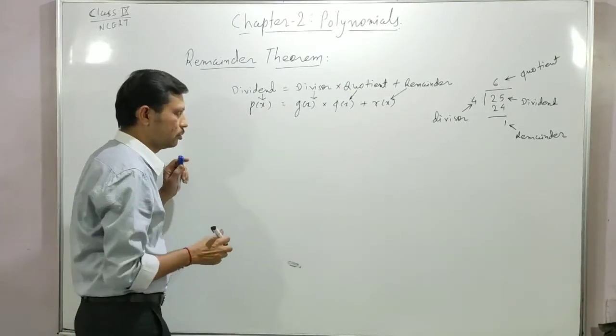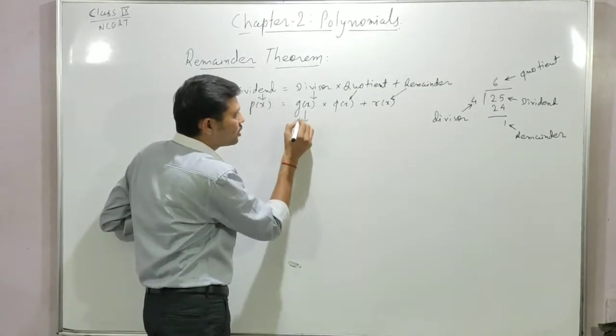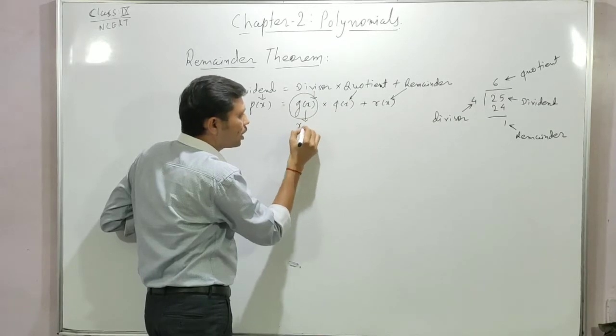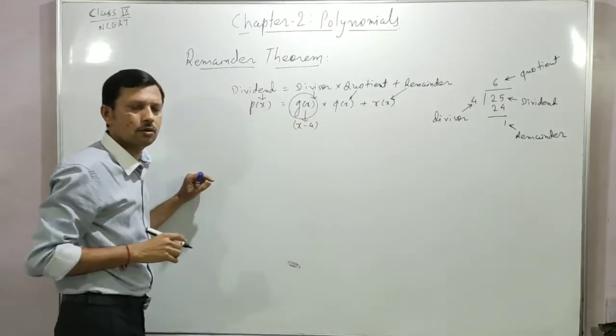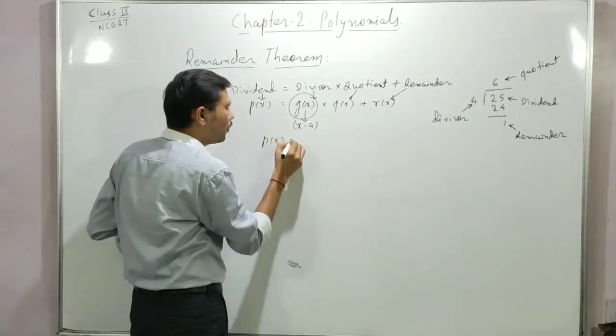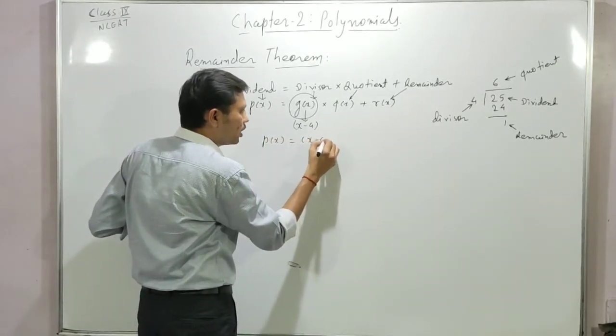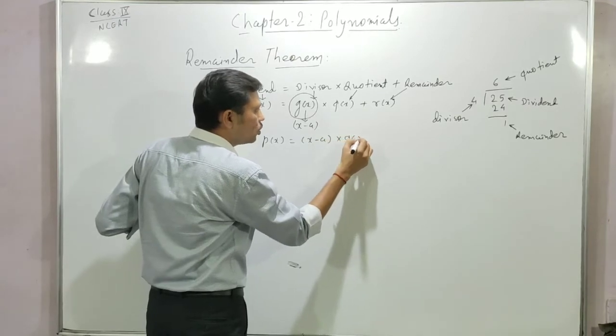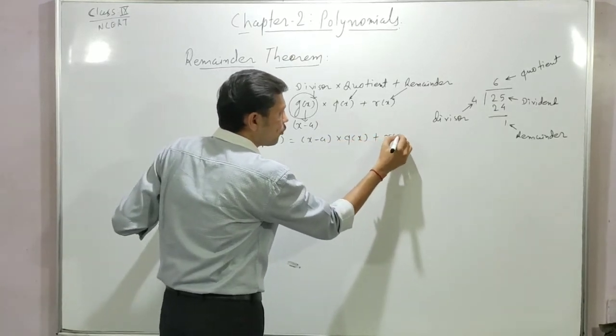Now how does it happen? Suppose I take my divisor g of x, that is x minus a. That is obviously one polynomial. So we can write our polynomial p of x is equal to x minus a multiply q of x plus r of x. Is it?